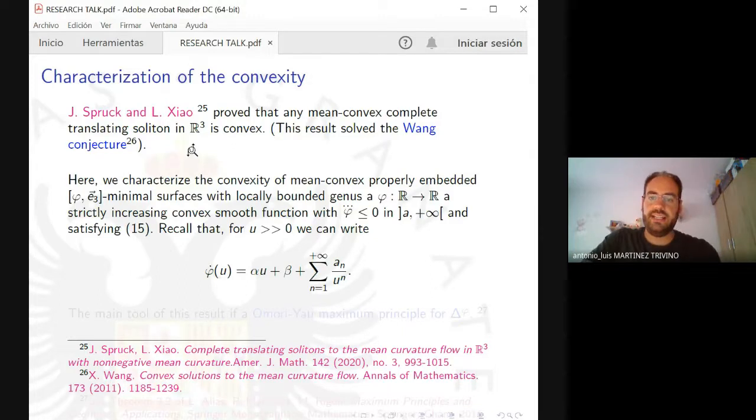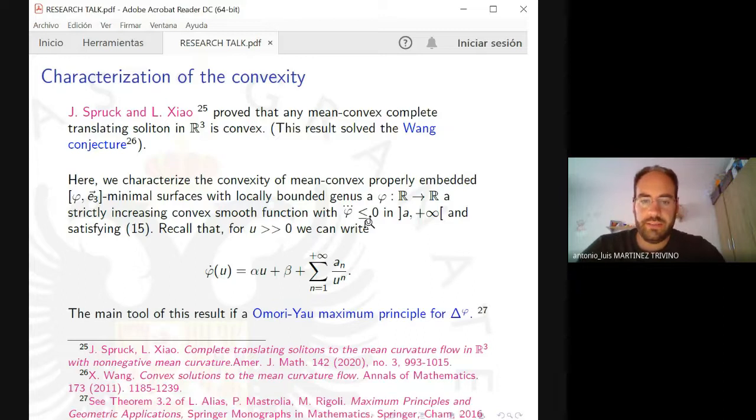Here, we can characterize the convexity of the mean convex properly embedded phi-minimal surface when phi is a strictly increasing convex smooth function, when this function has at most quadratic growth and the third derivative of phi is non-positive. The main tool of this result is an Omori-Yau maximum principle for the drift Laplacian. In the classical theory, the Omori-Yau maximum principle appears for the classical Laplacian in ambient space with sectional curvature bounded from below.